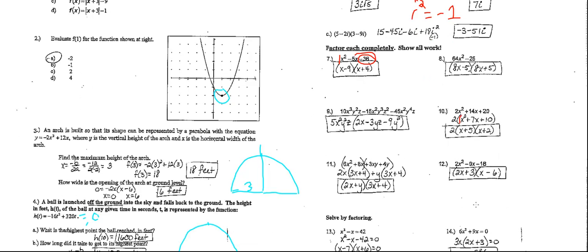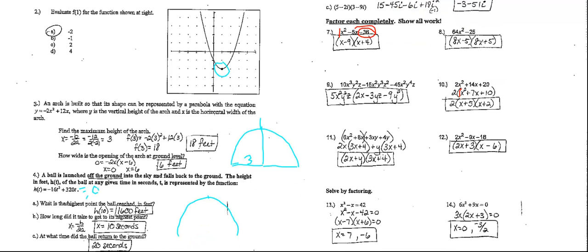Number 11, we look for a GCF. There is none. Then it's 4 terms, so we're going to try grouping. Factor the GCF out of each group, so 2x out of the first 2, a y out of the second 2. Now if you do this right, the 2 parentheses will match. Basically, I factor out the 3x plus 4, and what's left over is 2x plus y, and that's the other parenthesis.